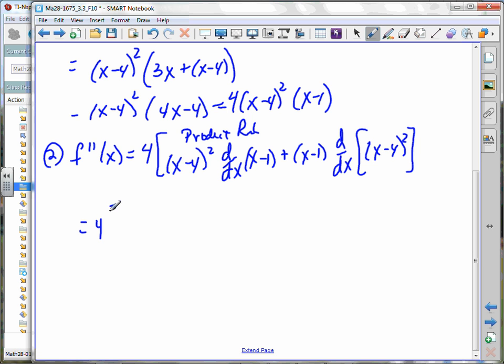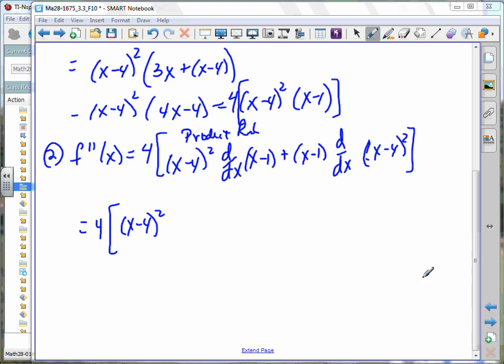And I'm going to take that out of there. Don't really need to have that. And then I have 4 times that whole thing, taking the 4 out in front of the whole product of these, as if there were brackets there. Okay, so let's see. x minus 4, quantity squared, times 1, plus x minus 1.